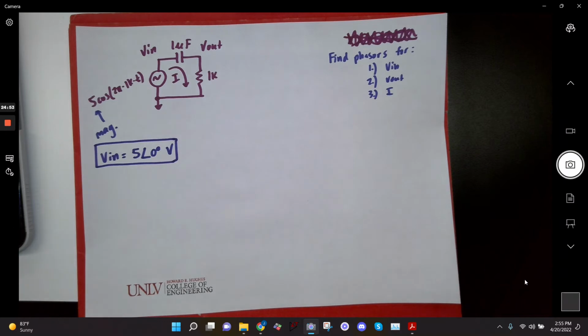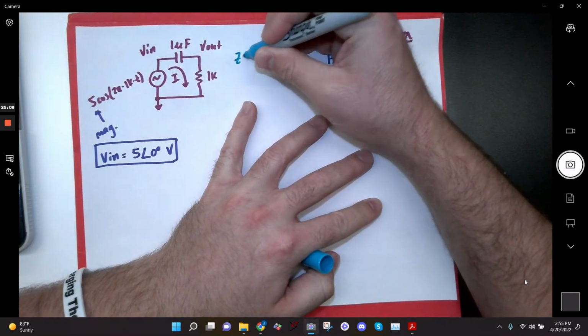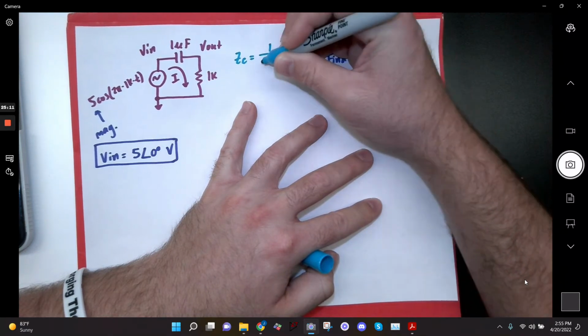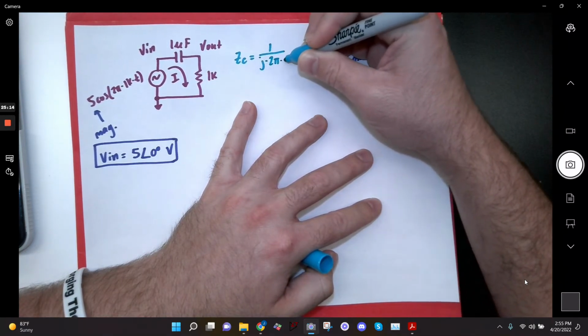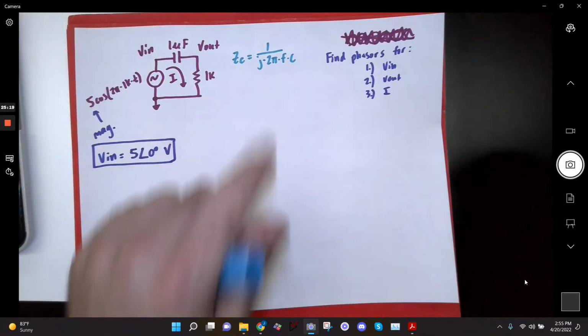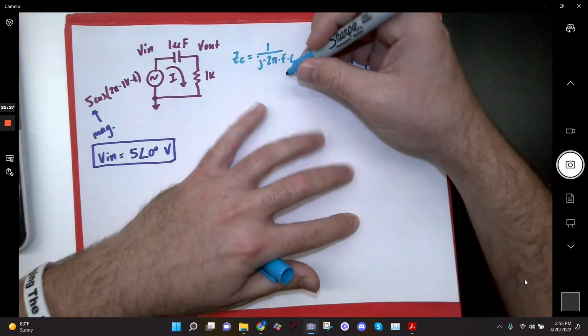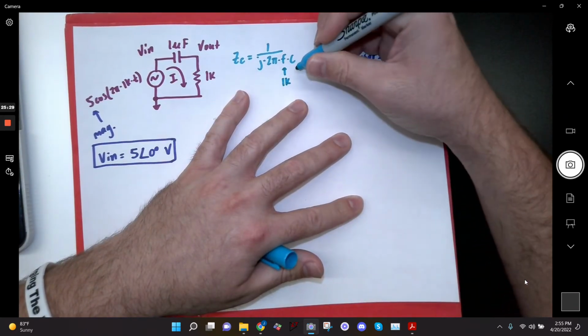Okay? Now to go any further, I'm going to have to convert this circuit into the phasor domain so that I can solve it, okay? Because I can't do anything with these values. I need to find the impedances that are associated with these values, okay? We know the capacitors, so the impedance of this capacitor is going to be 1 over J 2 pi F C, right? Or J omega C, this is omega, okay? What's my F here? 1K. What's my C?